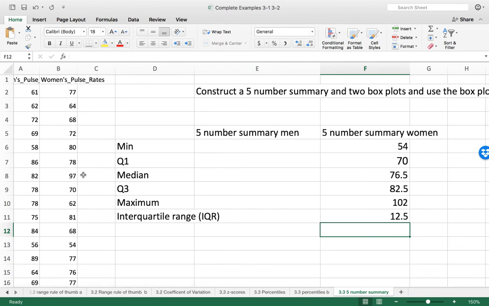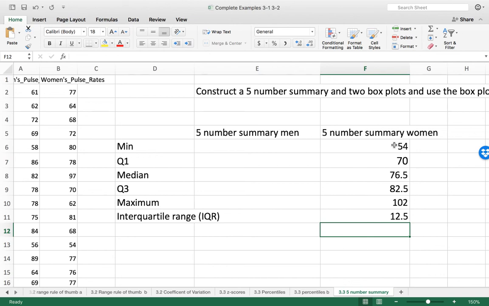The 5-number summary consists of the minimum, the first quartile, the median, the third quartile, and the maximum. And then the interquartile range is going to be Q3 minus Q1. So all of these things can be found quite easily using Excel.